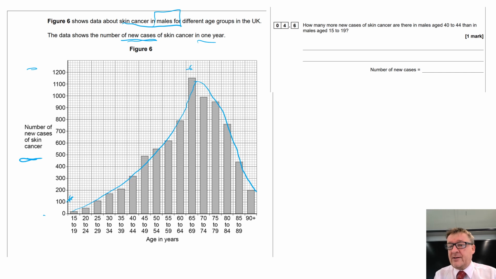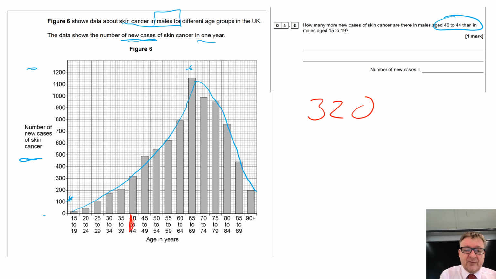So let's look at the data. If we look at 40 to 44, the number is 320. Now I'm not going to put it on there, but what you do is you get a ruler and you go right the way across and you work out exactly what it is, as precisely as you possibly can. You might just go 5 out and you might lose marks for it. And then males aged 15 to 19, the smallest one, I can see that is 20.